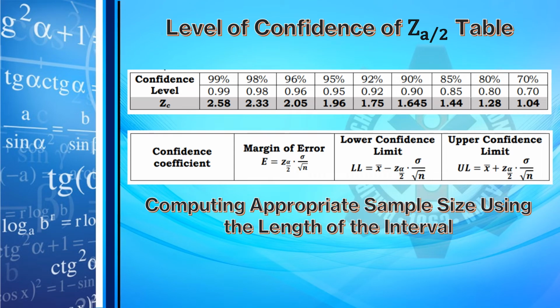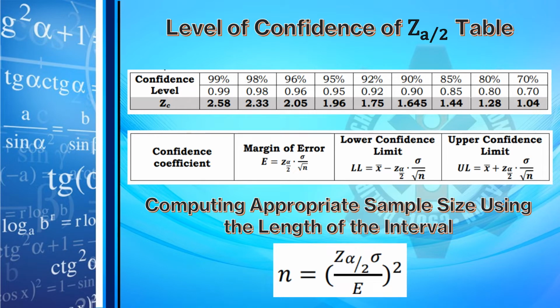So, pag-compute natin ng appropriate sample size using the length of interval, ito naman yung gagamitin nating formula. So, from the formula of margin of error, dinerive natin siya para makuha natin yung sample size na hinahanap natin. Okay, so n is equals to C sub alpha over 2 multiplied by the standard deviation over the margin of error, raised to the second power.